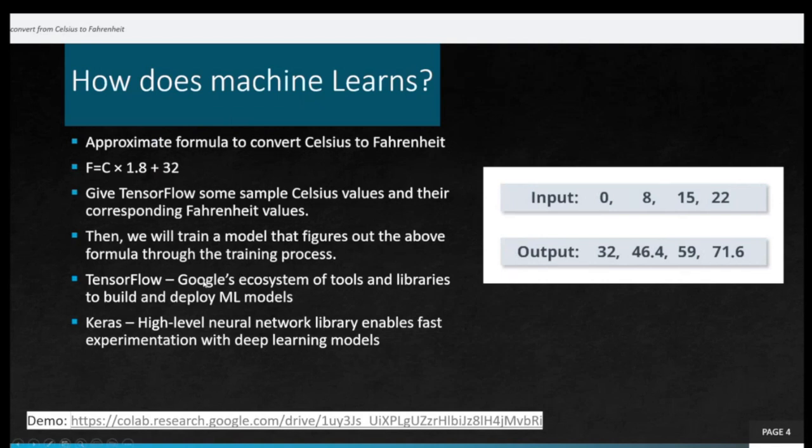Google has given us the utilities for that. This is called TensorFlow. TensorFlow is a Google ecosystem of tools and libraries to build and deploy machine learning models. They also have a tool called Keras, which is the high-level neural network library, which enables experimentation and running deep learning models. We will use it in our demo here. So I'll just show you a demo.